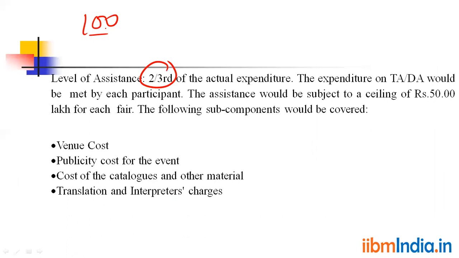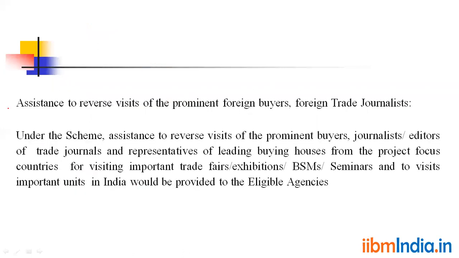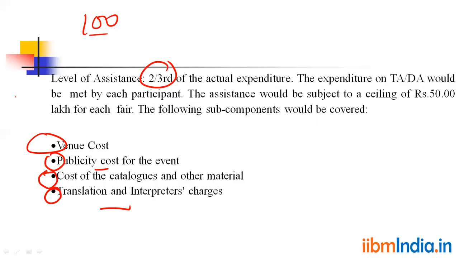The following subcomponents would be covered: venue cost, publicity campaigning cost for the event, cost of the catalog and other material, translation and interpreter charges. So level of assistance, 2/3 of the actual expenditure. The expenditure on the TADA totally would be met by each participant. The assistance would be subject to the ceiling of rupees 50 lakh for each fair. The following subcomponents would be covered: venue cost, publicity cost for the event, cost of the catalog and other materials, translation and the interpreter's charges.